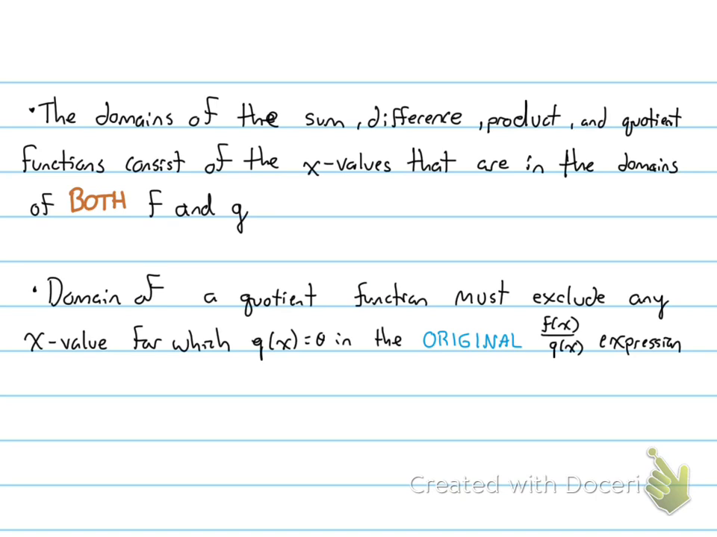Another important note here, again, make sure to write this down because this is going to come up in the next example that we do, or 2 examples from now. You'll see this eventually. The domain of a quotient function must exclude any x value for which g of x would be 0 in the original f over g expression. So basically what that's saying is that before I simplify f of x over g of x, whatever would make that denominator become 0 in the original expression, I need to exclude from my final domain.